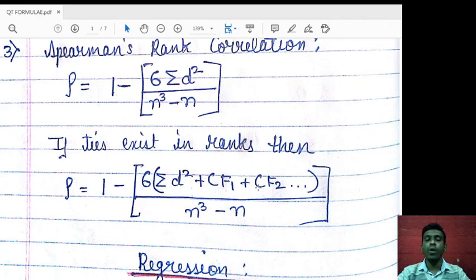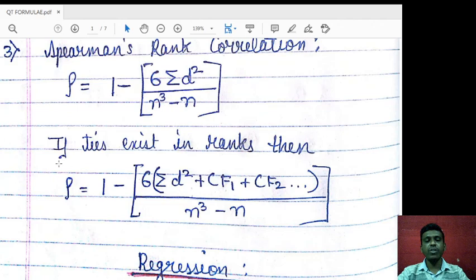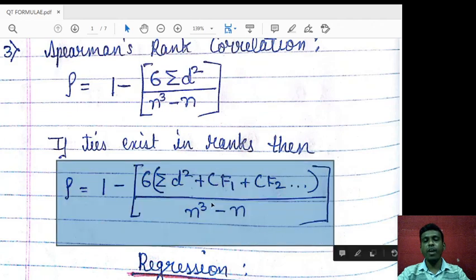If you do not have any tie, then you use this formula. If you have ties, then you use this formula. And how many CFs you use depends upon how many ties exist. If two ties are there, CF1 and CF2 only, and the remaining is the same. So these are the formulas that we are going to use.